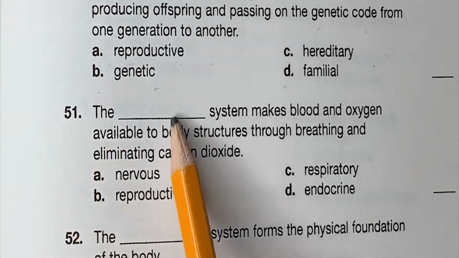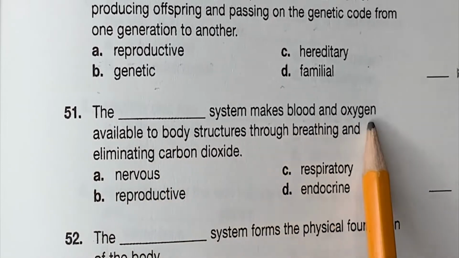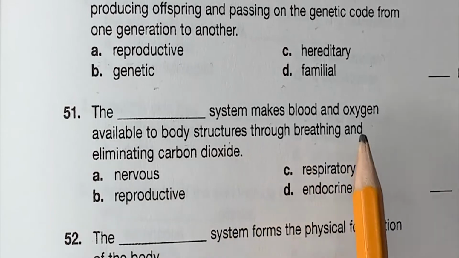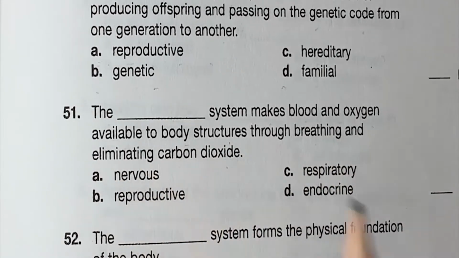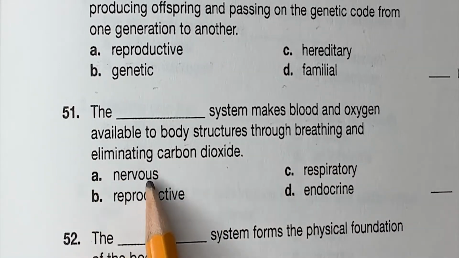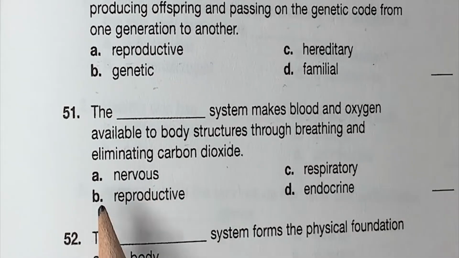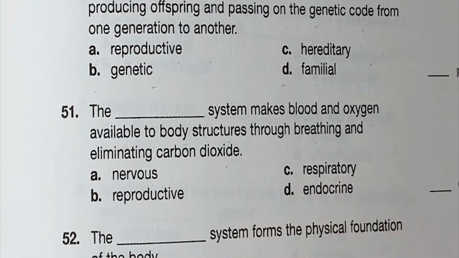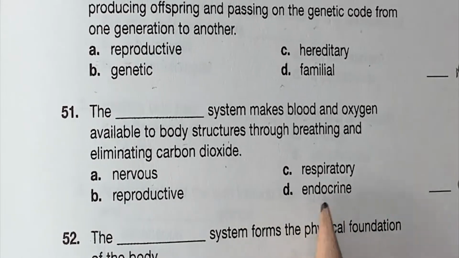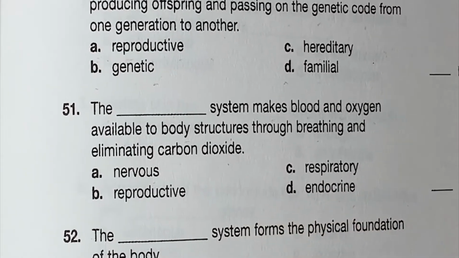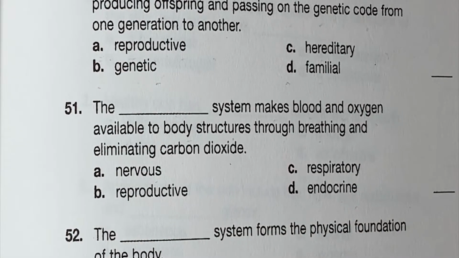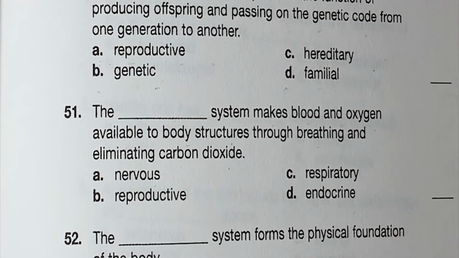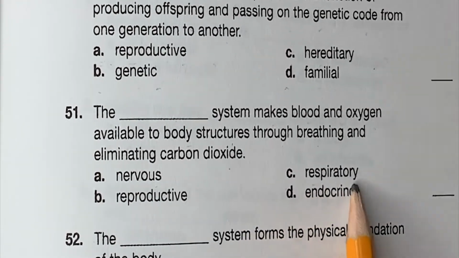51. The blank system makes blood and oxygen available to body structures through breathing and eliminating carbon dioxide. Is it A, nervous? Is it B, reproductive? C, respiratory? Or D, endocrine? And your correct answer is C, respiratory.